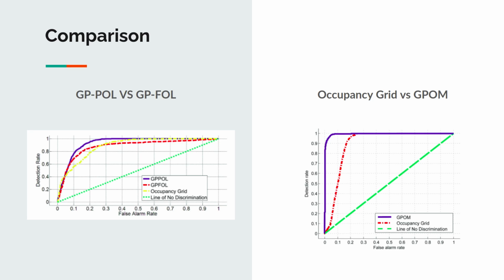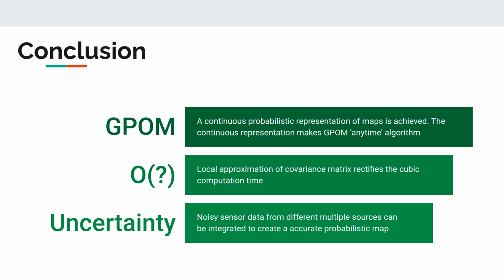We reached the end of the presentation. We'll have a short brief on what this paper has achieved. The paper proposed a Gaussian process to achieve continuous representation of occupancy map. The continuous representation makes Gaussian process occupancy map an anytime algorithm.